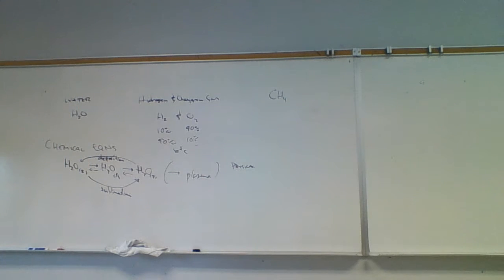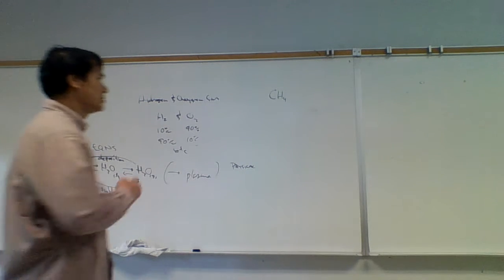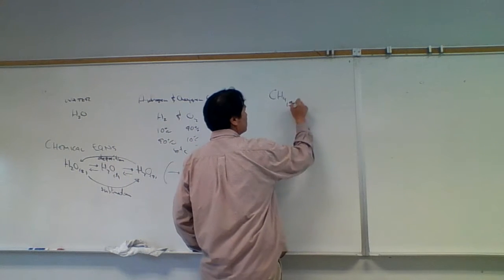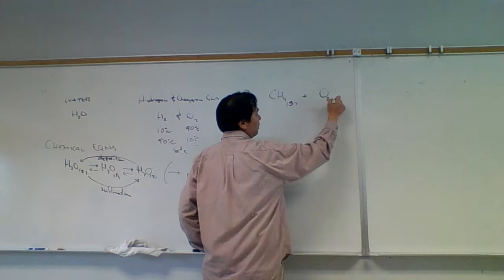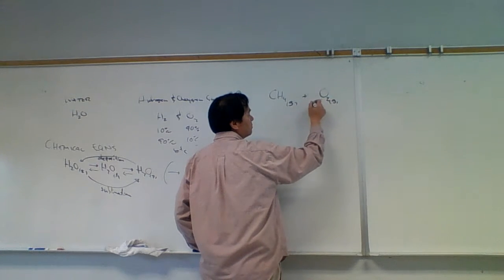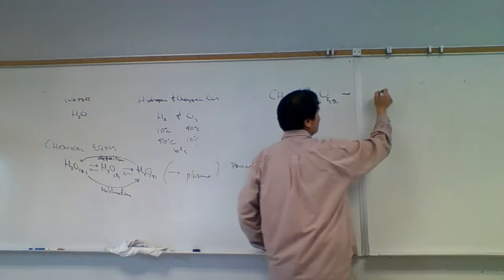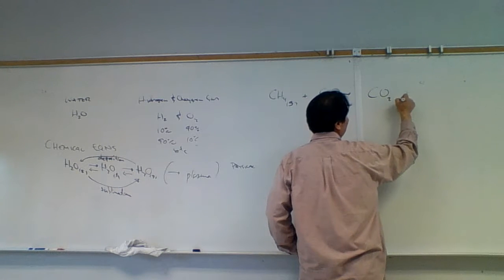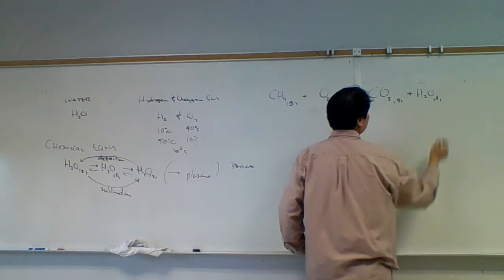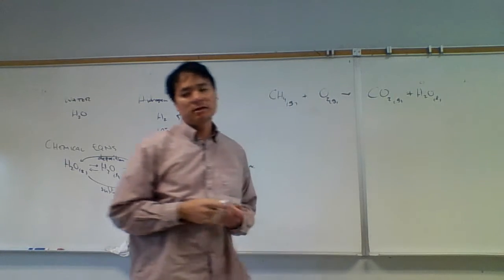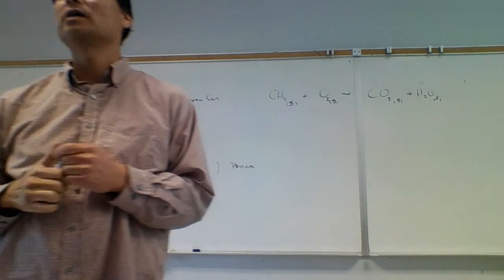So we take methane, and when we combust it, it's no longer methane. So this is a gas. We combust it with oxygen in air. Oxygen in air is O2 gas. And then what happens is this is going to form CO2 gas, and it forms H2O liquid. And so when we combust it, it's going to form CO2, carbon dioxide.